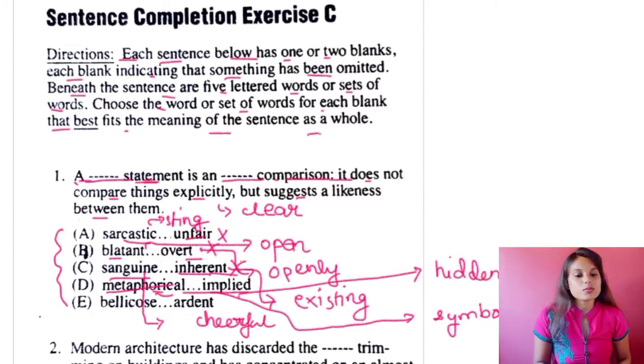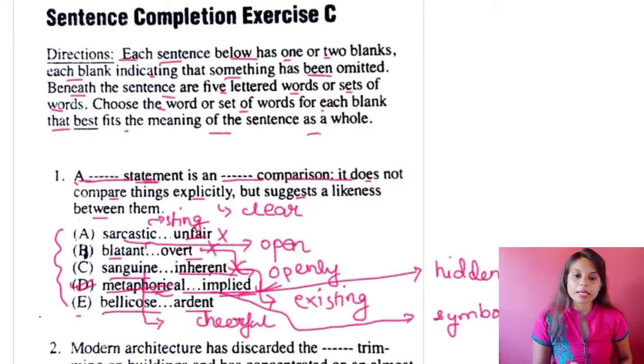So this would go appropriately with the sentence. This is number D. I'm ticking it. That is, it will appropriately go with the statement above, that is metaphorical and implied. But let us see number E also, because we need to understand why this is the most appropriate option. So number E is bellicose and ardent.